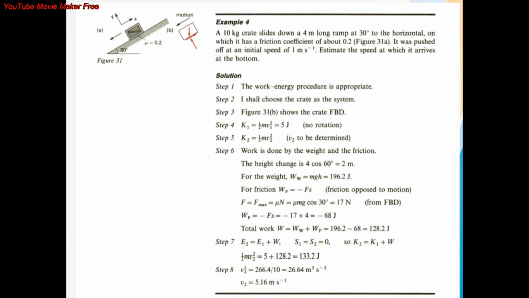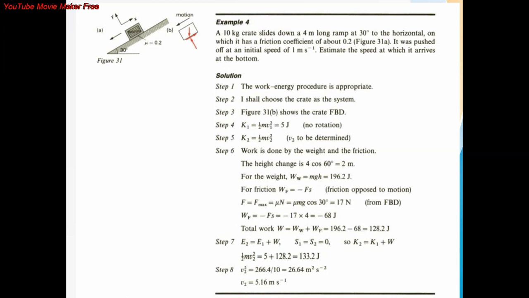Now, as I told you, the work energy principle basically means work done equals final kinetic energy minus initial kinetic energy. So first of all, we will find the initial kinetic energy, which will be equal to 1/2 m v1 squared, where m is known, that is 10 kg, and v1 is also known, that is 1 meter per second. After solving this, we get an initial kinetic energy of 5 joules.